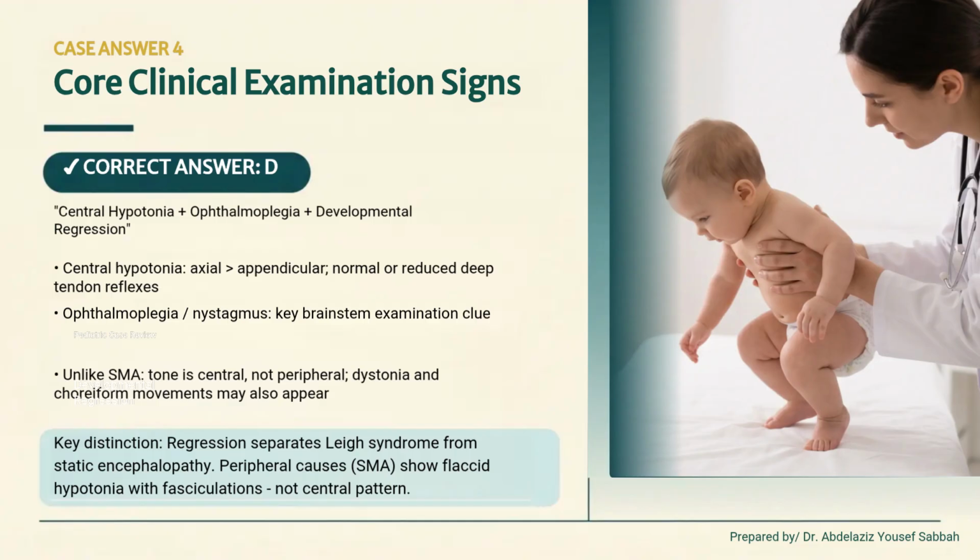Ophthalmoplegia and nystagmus are key brainstem examination clues. Developmental regression is the most sensitive clinical marker, so taking a careful milestone history is essential. Unlike spinal muscular atrophy, the tone abnormality is central rather than peripheral, and dystonia and choreiform movements may also appear. Regression is what separates Leigh syndrome from a static encephalopathy. Peripheral causes, such as spinal muscular atrophy, show flaccid hypotonia with fasciculations, not this central pattern.